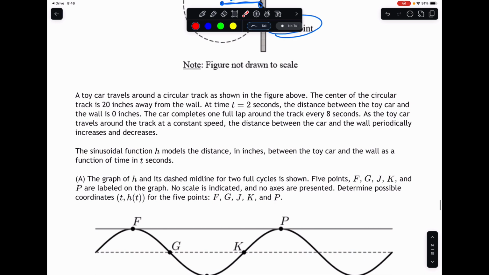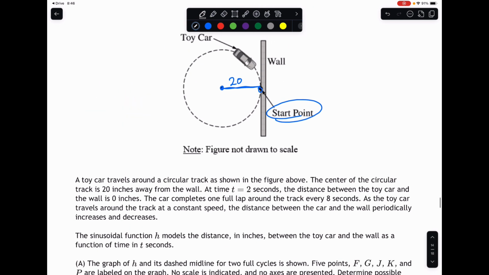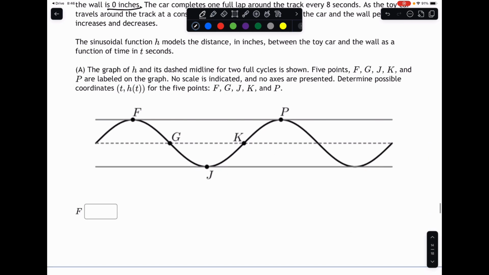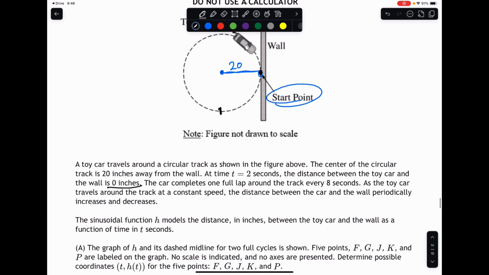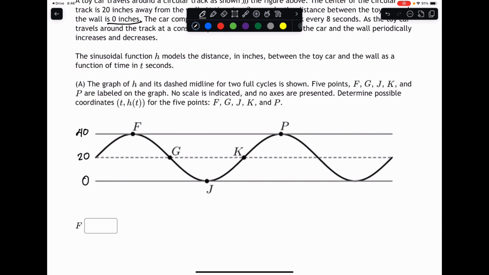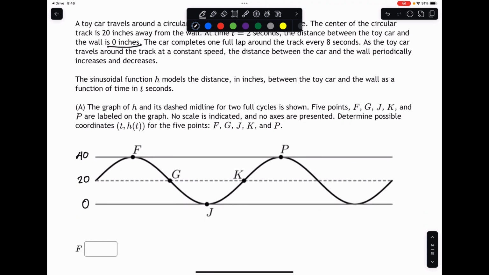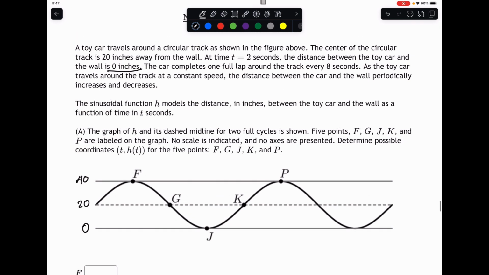So let's first start off by figuring out the vertical axis. Well, when the toy car starts right here, as is stated here, it's 0 inches from the wall. So the minimum would be 0, and the midpoint would be 20, because when the car is right here, that distance is going to match again the radius of the circle. So 20, which means that the maximum when the car is farthest from the wall is going to be 40. So there are the y values for F, G, J, K, and P respectively. Now we are told that at t equals 2 seconds, the distance between the toy car and the wall is 0 inches.